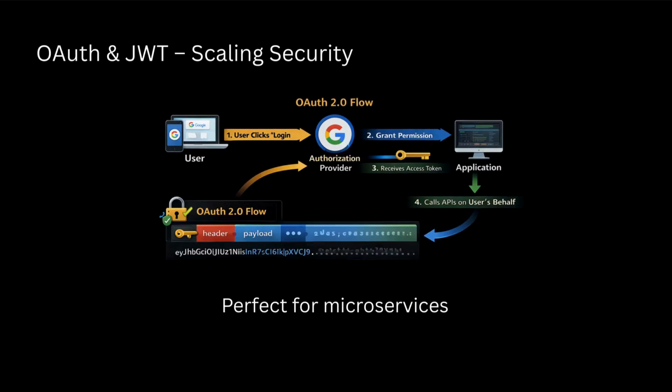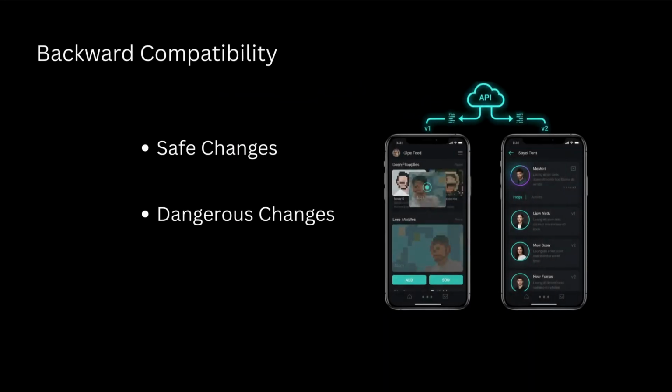In the real world, we use OAuth for secure delegation, like logging in with Google, and JWTs, that is JSON Web Tokens, to pass the identity around statelessly. And JWTs are signed and scalable, making them perfect for microservices. Just remember to use expiry times. Finally, we have to talk about backward compatibility. If your API update crashes an older version of your app, you've failed the contract. Safe changes are things like adding fields or making them optional, and dangerous changes are things like removing fields or changing data types. Additive changes are safe, and breaking changes require versioning.